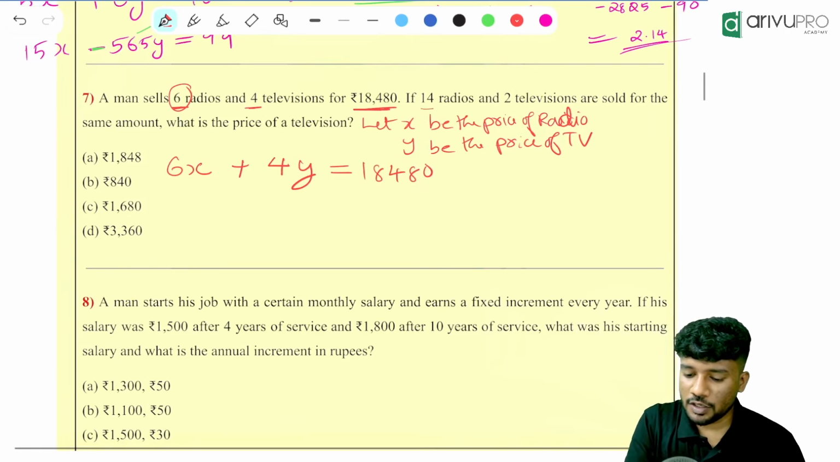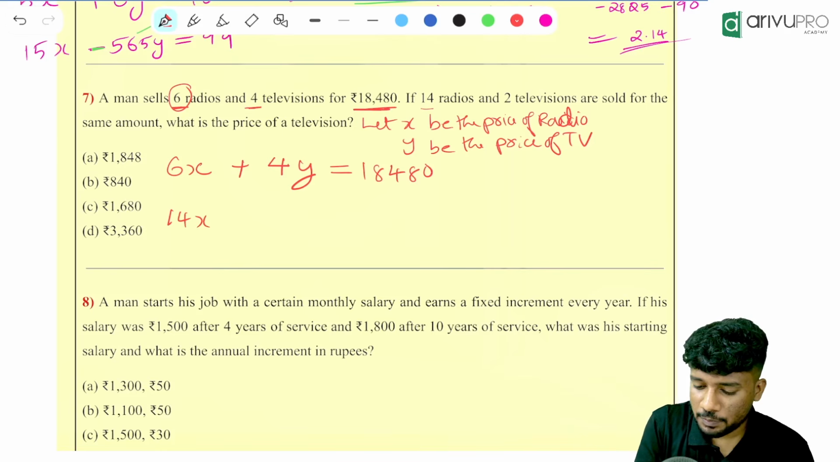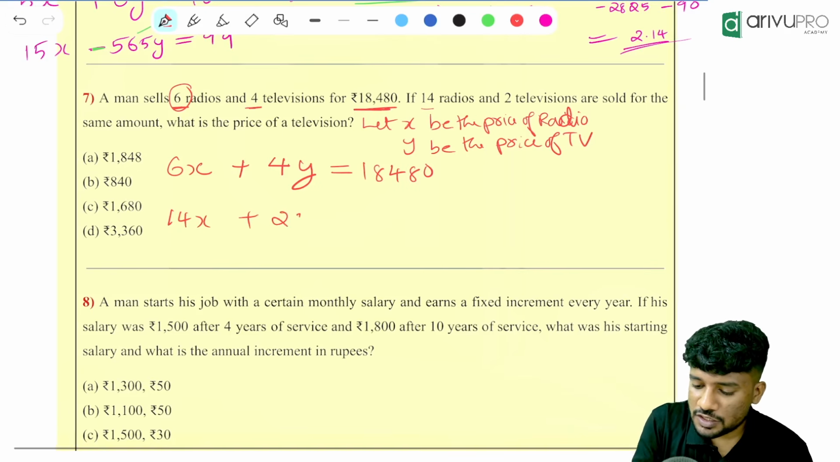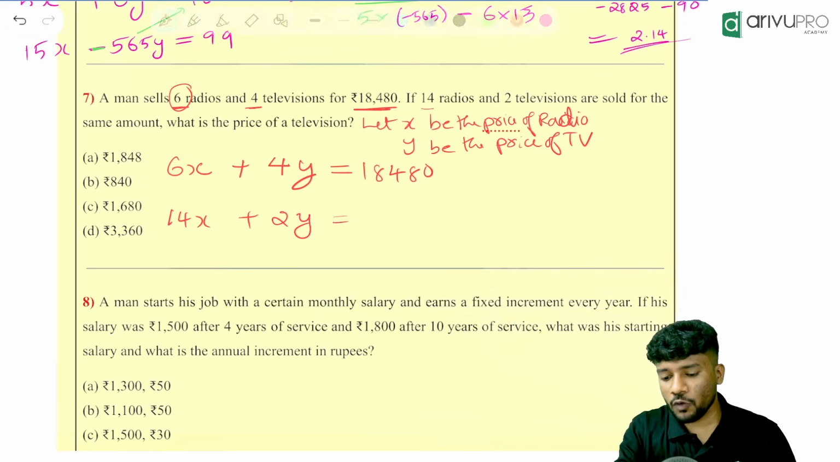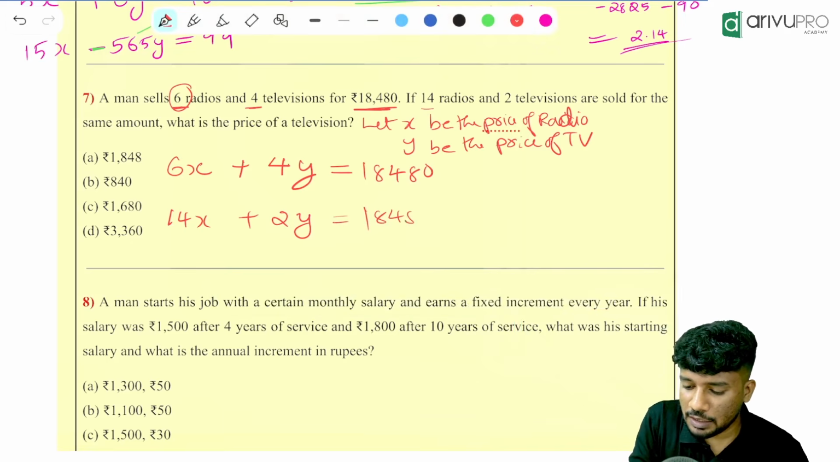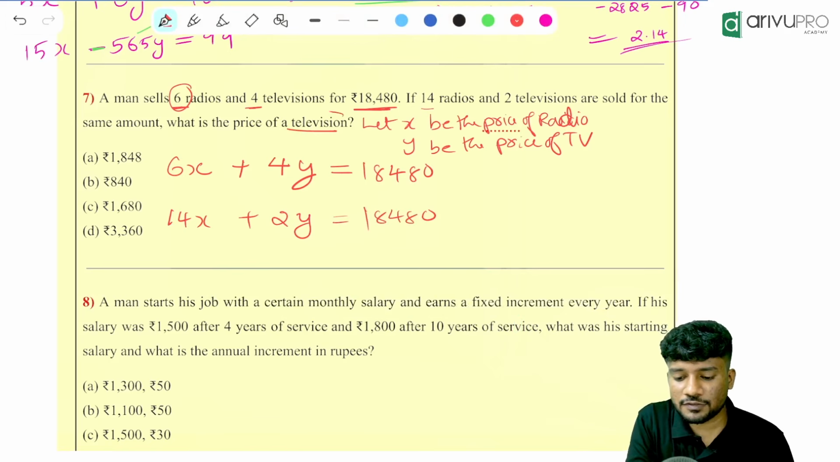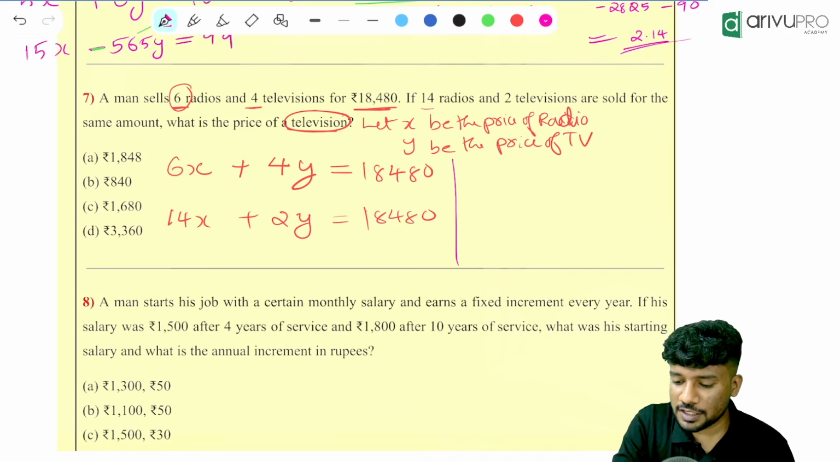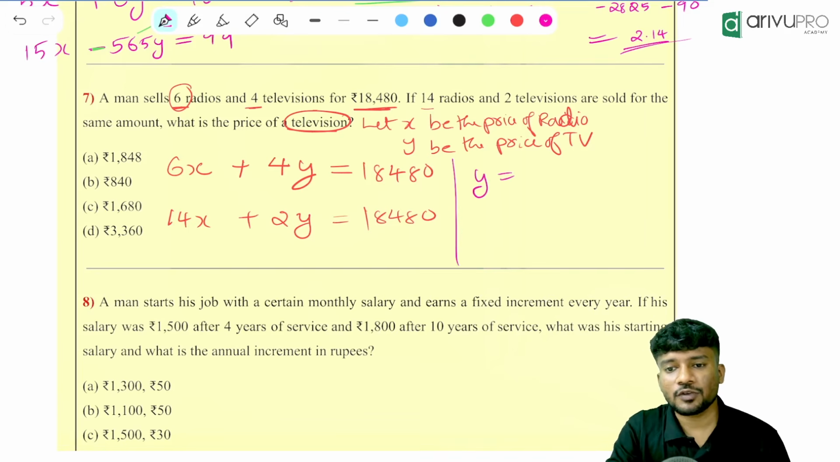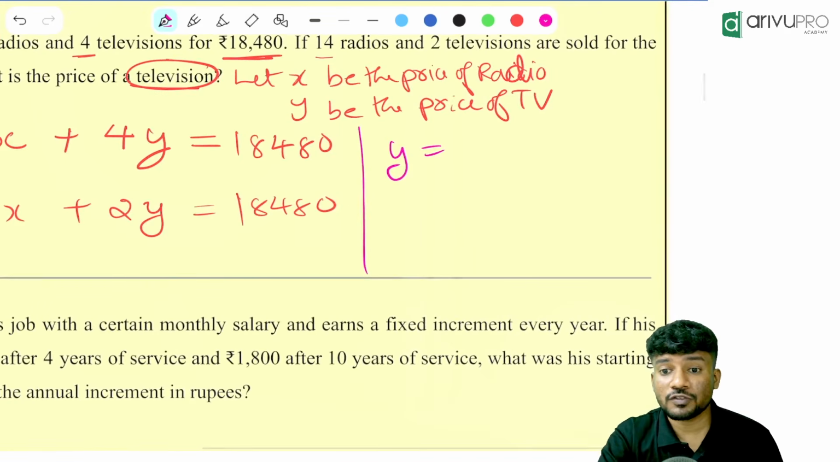Then people, next question. 14 radios plus 2 televisions are giving you how much? Same amount, that means 18,480. Now, what is the price of the television is the question. What is the price of the television means they are asking for y. Can you get me the value of y, people?